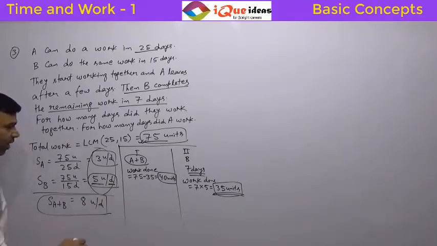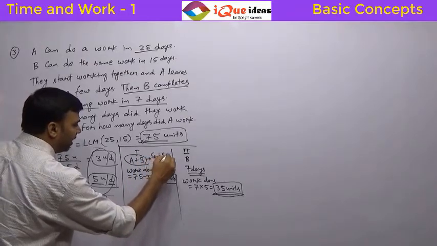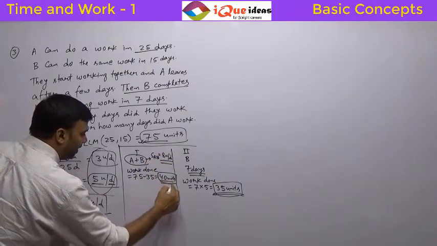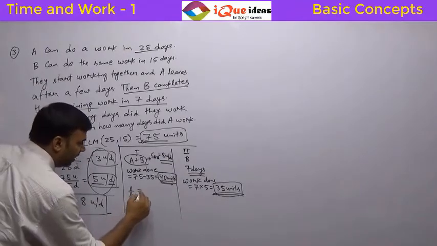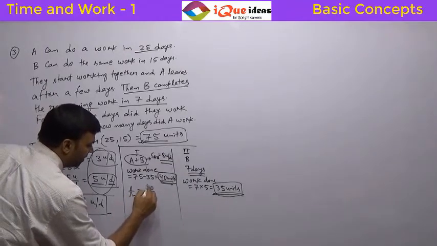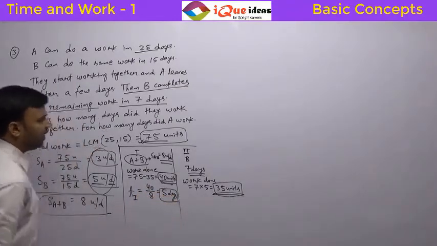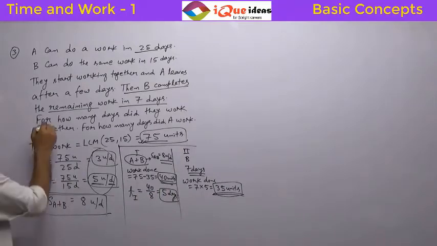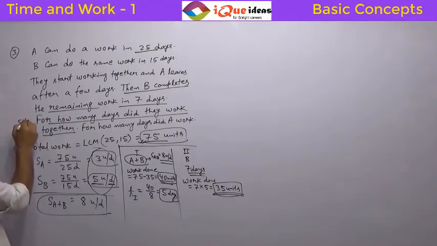Right? So the combined speed of A and B together is 8 units per day and they have done 40 units. So what is the time taken in the first phase? It is 40 divided by 8, which is 5 days. That means they have worked together for 5 days. So what is the question asking? For how many days did they work together? The answer is 5 days.